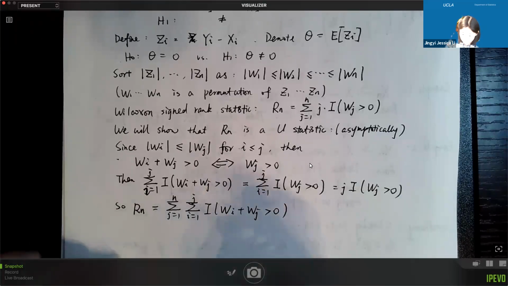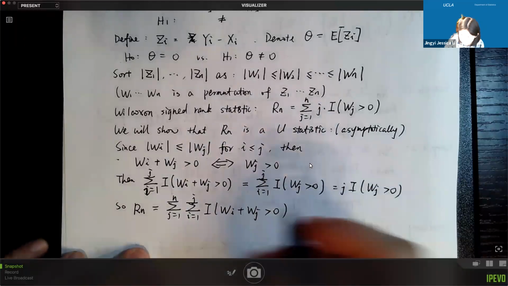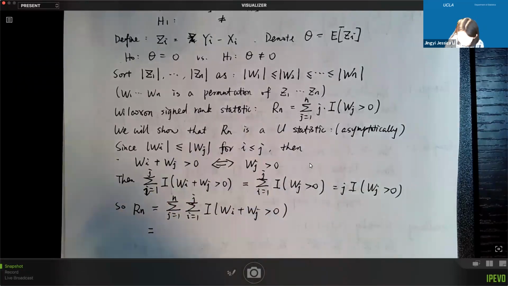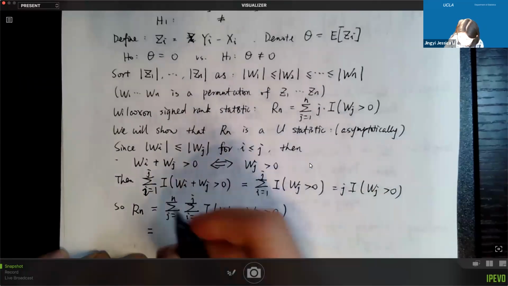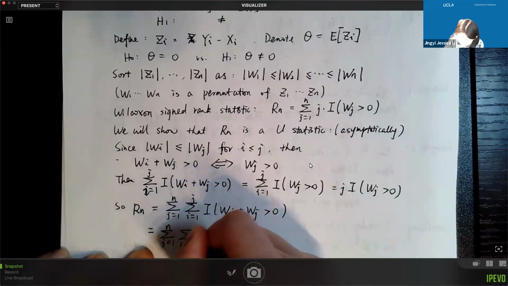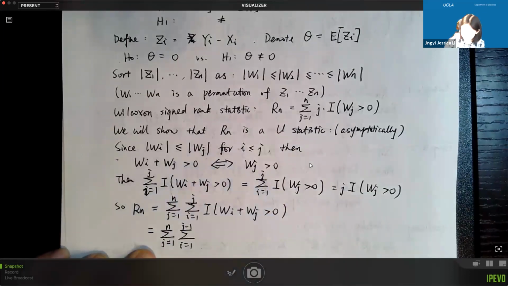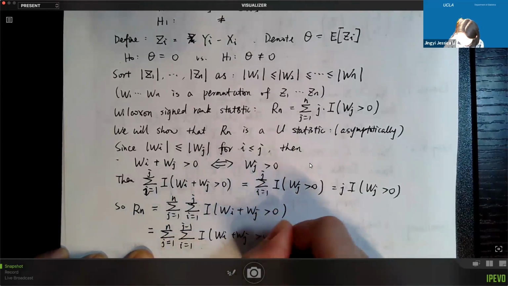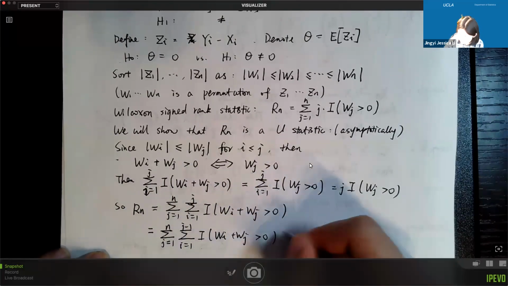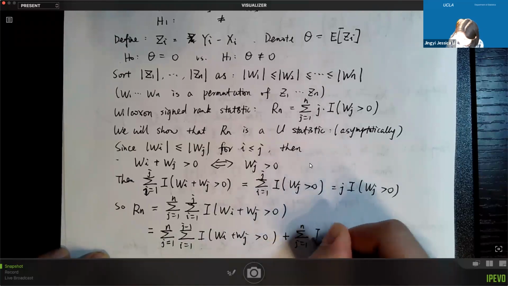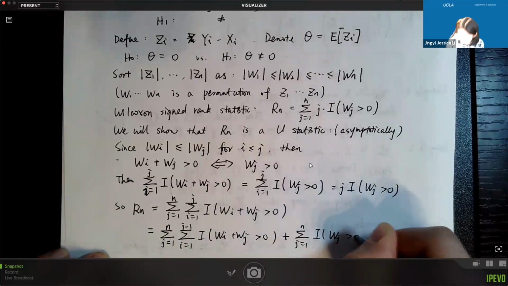So let's rewrite it. We just separate the sum into two terms. The first term is j from 1 to n, i from 1 to j minus 1, indicator Wi plus Wj greater than 0. And the second term is when i equals j: j from 1 to n, indicator Wj greater than 0.